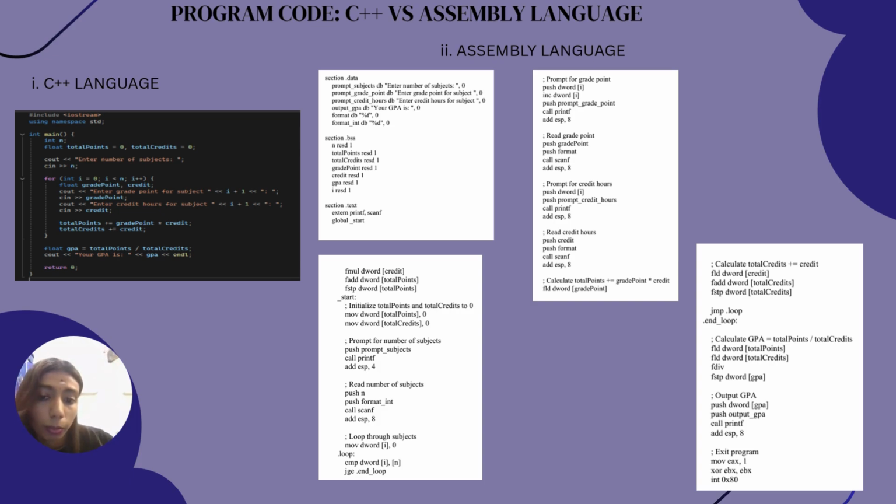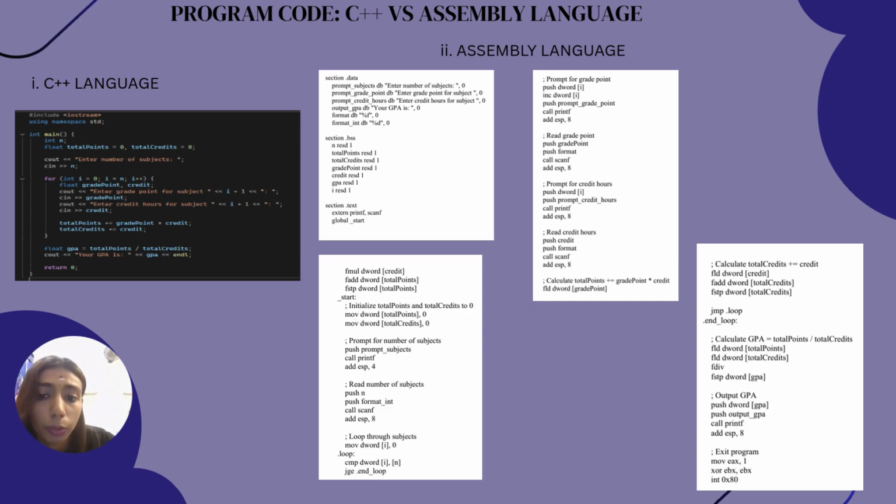After all subjects are processed, the program calculates the GPA by dividing the total grade points by the total credit hours. Finally, it displays the calculated GPA to the user using cout. This program uses basic concepts such as variables, loops, user input and arithmetic operations to perform the GPA calculation effectively.